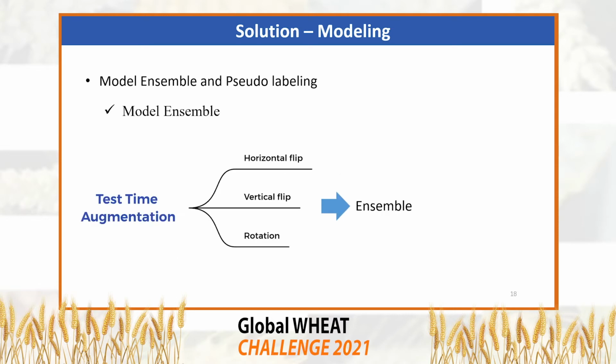To improve the test performance, we further use model ensemble and pseudo labeling. We first use test time augmentation to obtain a set of predictions, including horizontal flip, vertical flip, and rotation. We then use model ensemble to get final results, which brings around 2% improvements on ADA.